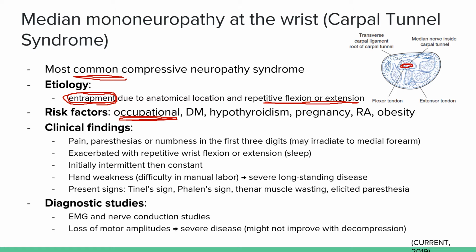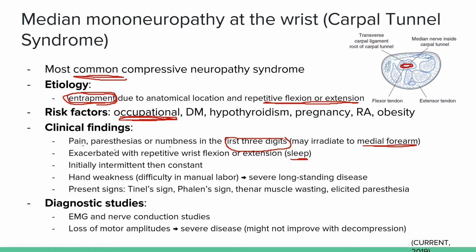Also, diabetes, hypothyroidism, pregnancy, rheumatoid arthritis, and obesity. The clinical findings are pain, paresthesia, or numbness in the first 3 digits that may or may not irradiate to the medial forearm, but the first three digits are always affected. And it is usually exacerbated with repetitive wrist flexion or extension, and sleep also exacerbates it.